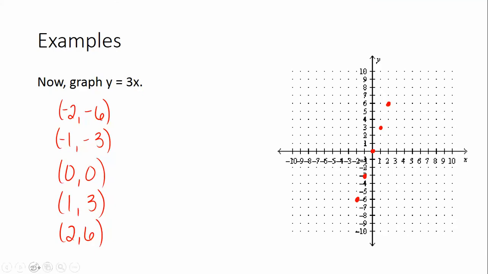After you've plotted the ordered pairs, because it is a line, we do need to connect the dots. So try to draw it as straight as possible. Also, your line should have arrows on either end, because the line does continue in both directions indefinitely.